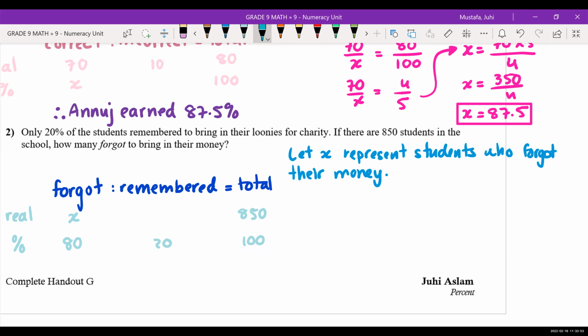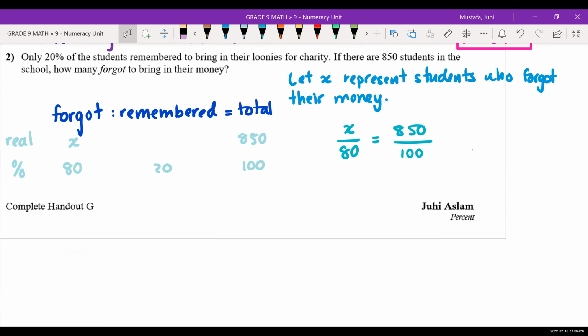What do you think our proportion will be? What over what is equal to what over what? You want to try, Carmela? Anyone else want to try it? An easy one. You're just reading it off. Kathleen, you want to try it? You got it. X over 80 is equal to 850 over 100.